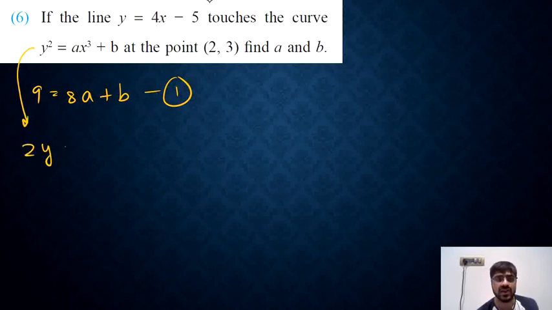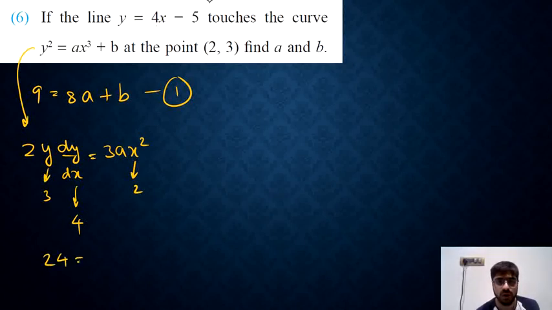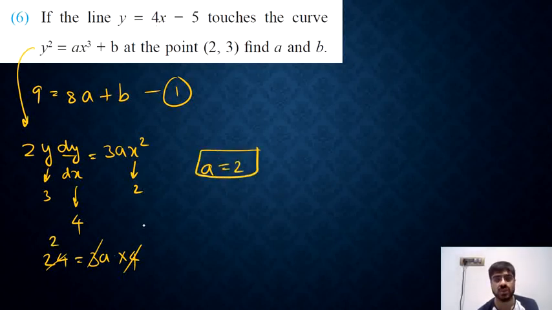So if we take a derivative, we have 2y dy by dx equal to 3ax square. And like we said, the value of dy by dx will be 4 at the point (2, 3), that is, at the point where x is 2 and y is 3. So when we put in these values, we have 2 into 3 into 4, which is 24, equal to 3a into 4. So 4 into 3 will be 12, that cancels off 24 and gives you the value of a as 2. So a will be equal to 2, and when you put a equal to 2 in equation 1, you have b equal to minus 7. And that's how we are answering the sixth question.